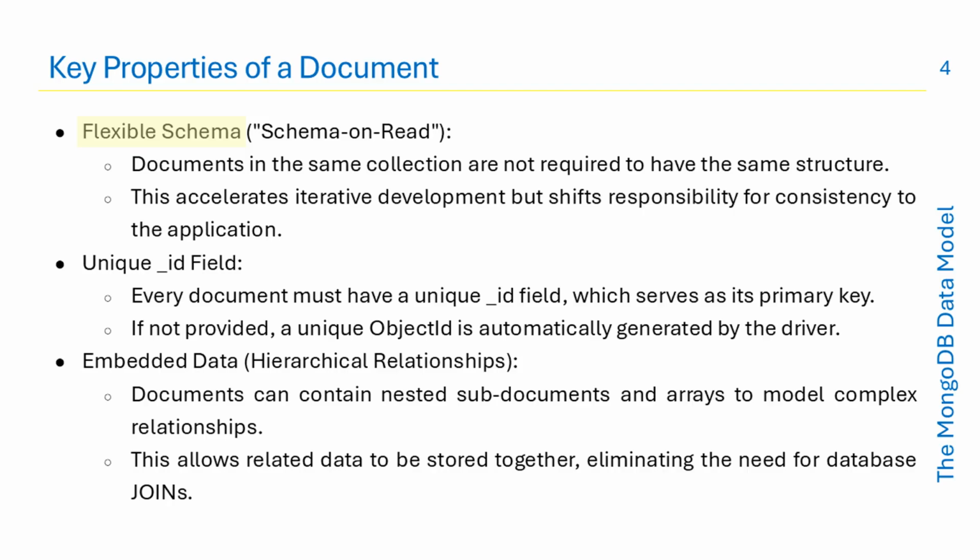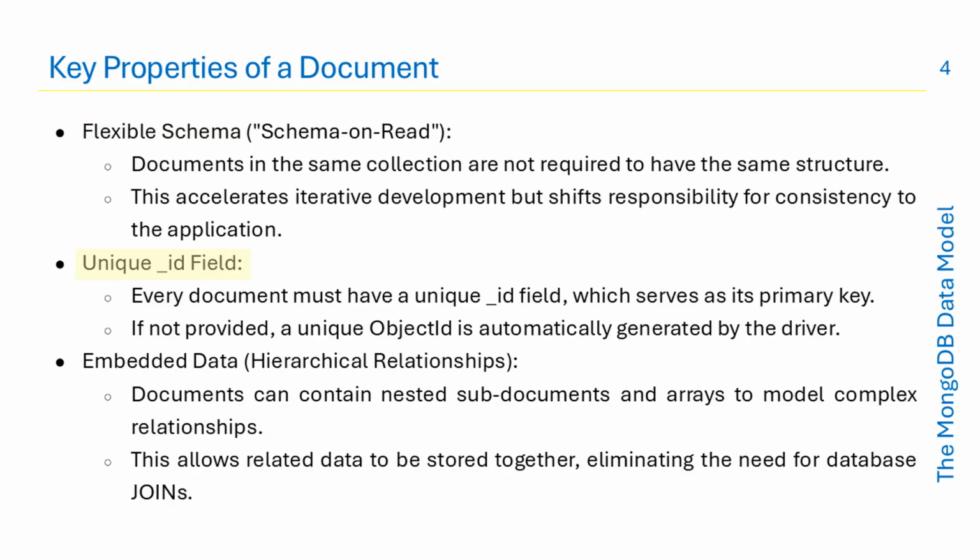One user document might have a middle name field, and another might not, and the database is perfectly fine with that. This is incredibly powerful for agile development, as it allows your data model to evolve with your application. However, this flexibility means the responsibility for keeping data consistent shifts from the database to your application logic.